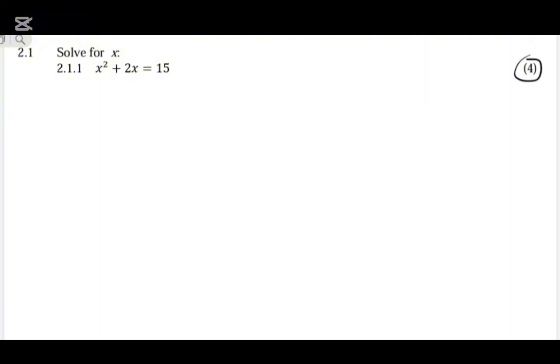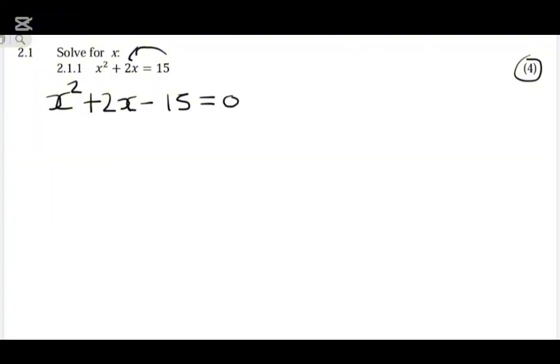How can we solve for x from this one? For this one, we can first try to put this in a standard form such that we're going to have a quadratic, a trinomial actually. So we're going to have x squared plus 2x, and then we'll take this one to the other side, so it's going to be minus 15, which is equal to 0.